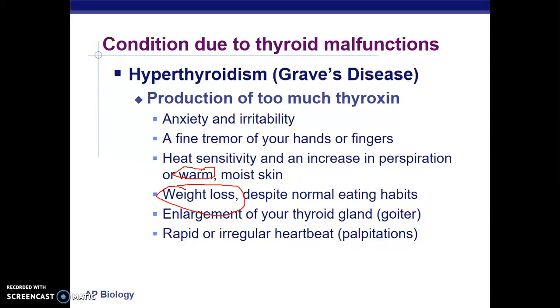Now, the reverse of hyperthyroidism is hypothyroidism, and that's when you're not producing enough thyroxine. The symptoms of this are usually the reverse. There's usually extreme weight gain, because again, their metabolic rate is too slow, and they're not breaking down enough food, and then that food is stored as fat. People with hypothyroidism also tend to get cold, because their metabolic rate is not high enough to produce heat.